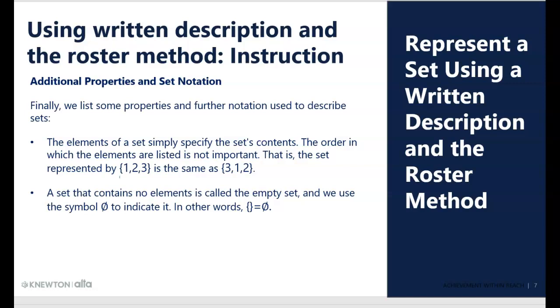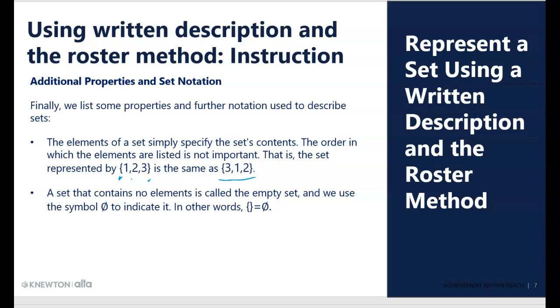And notice, here are your braces, your curly braces, and the elements are separated by commas. So this is the set containing the elements 1, 2, and 3. And as a matter of fact, we'll learn that these sets are actually equal to the set containing 3, 1, and 2. The order doesn't matter. It's one of the few places in math where order doesn't matter.